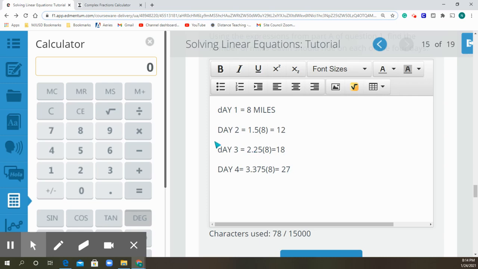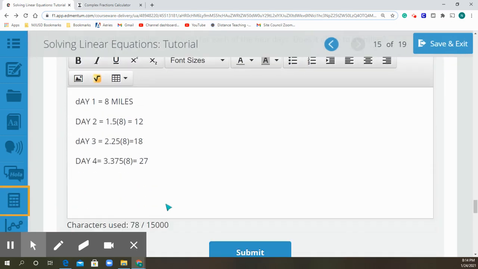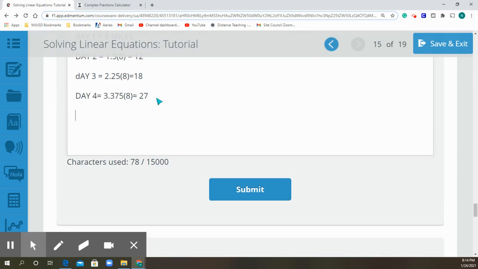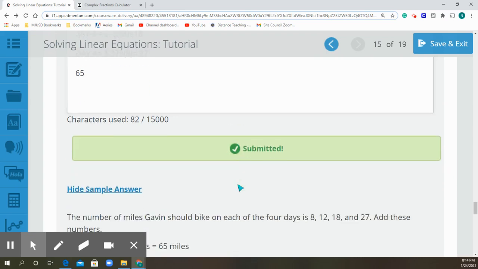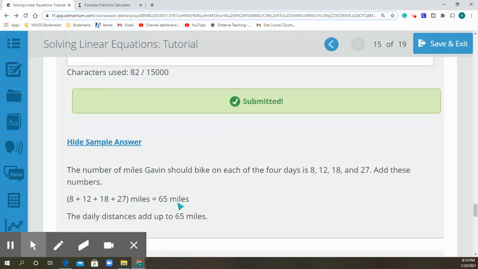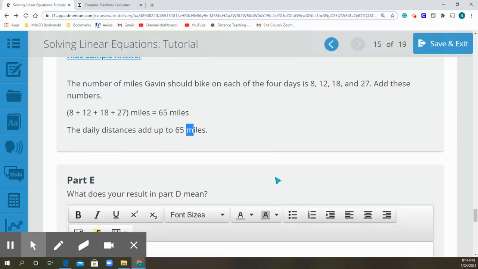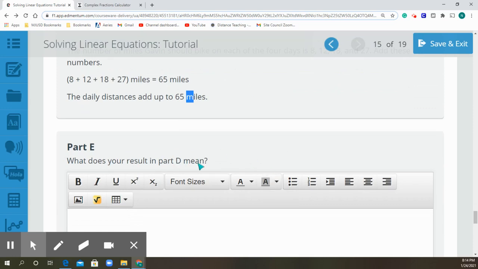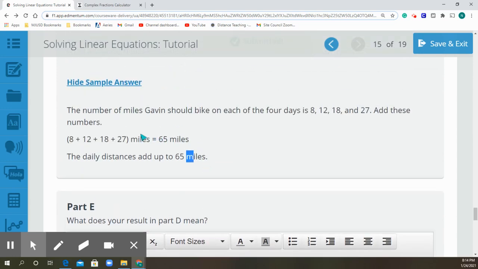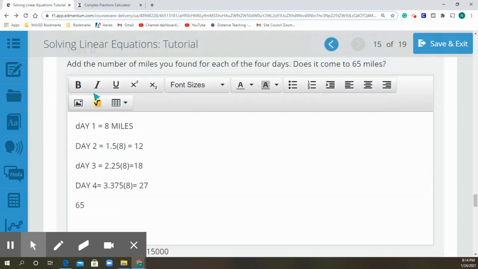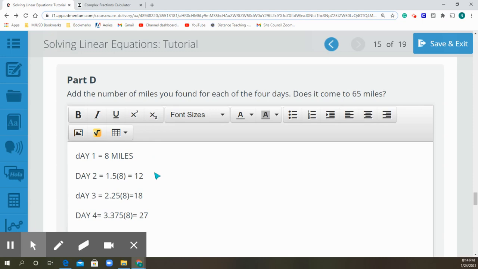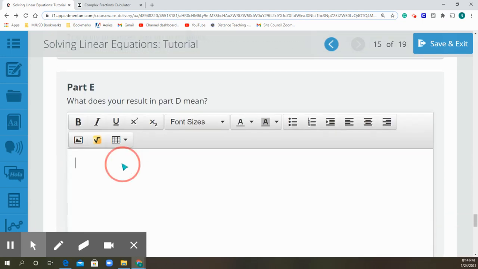Yeah. So, there's more than one way to do this type of thing. So it does equal 65. We did it correctly. We checked it. Submit. What does your result in part D mean? It means that we did the math correctly.